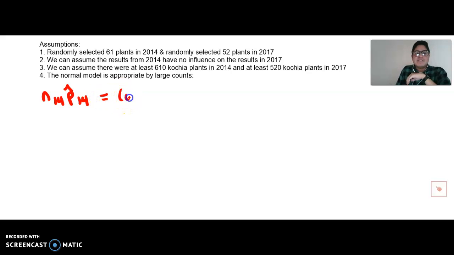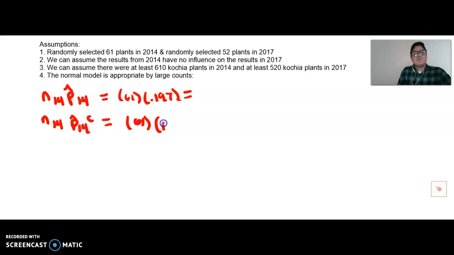So here we would have 61 times 0.197, and then we're also going to have this population size and its complement. So that'll be 61 times point something. I'm going to just put a 0. See, look, we just go with the flow.